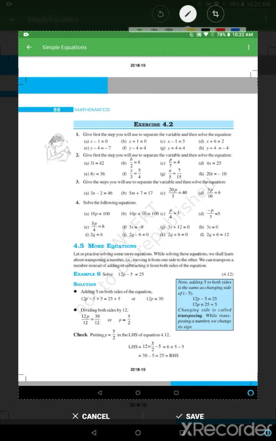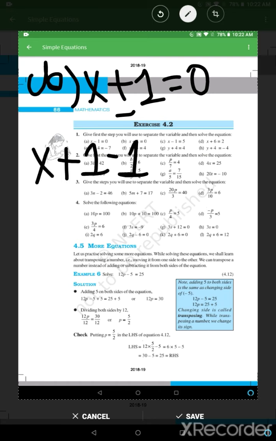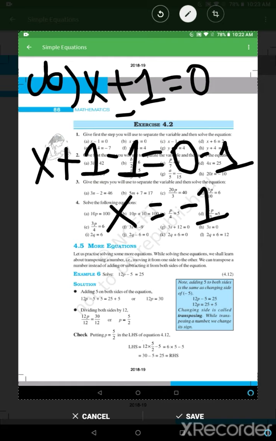Now b, which is x plus 1 is equal to 0. Here it is plus, so we will subtract 1. x plus 1 minus 1 is equal to 0 minus 1, which will be minus 1. So the value of x will be minus 1.